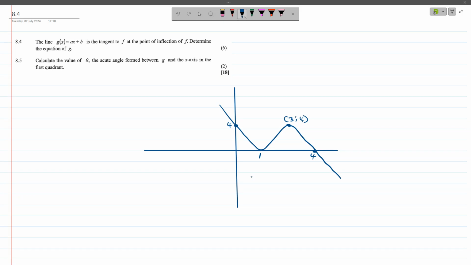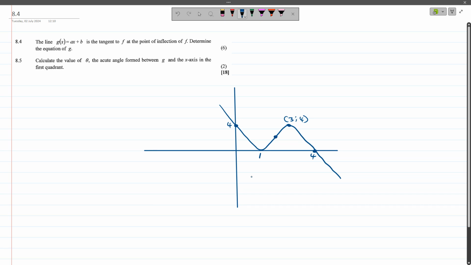8.4 says the line g of x is equal to ax plus b is a tangent to f at the point of inflection of f. Determine the equation of g. So we're looking for the tangent to f at f's point of inflection. Remember, the point of inflection is where the concavity changes, which should be somewhere around here.